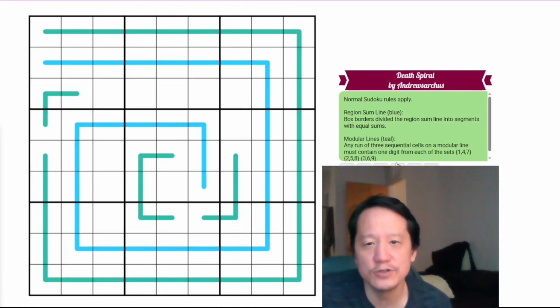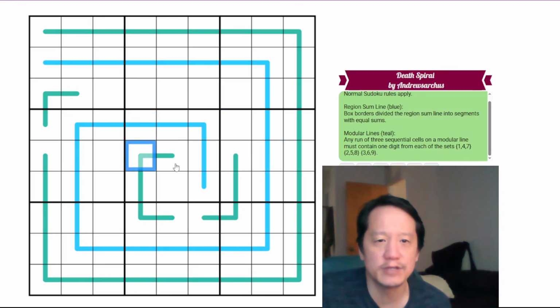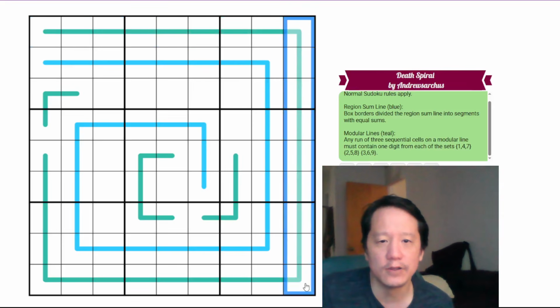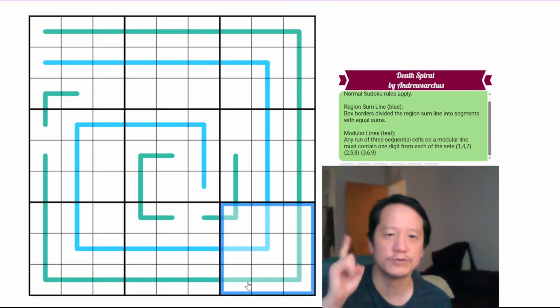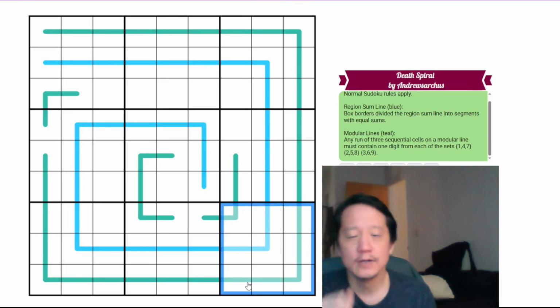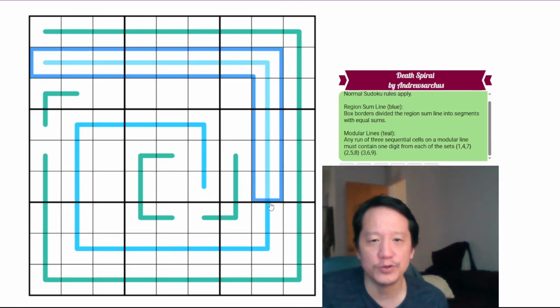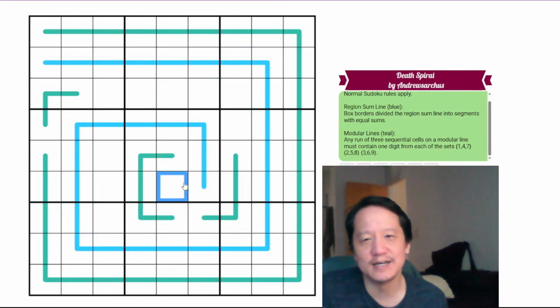Normal Sudoku rules apply, which means in every cell in the grid, place a single digit such that every row, column, and designated 9-cell region contains the digits 1 through 9 exactly once each. We have a region sum line, which is blue. They both look kind of blue, but I guess one is considered teal. Anyways, region sum lines work like this.